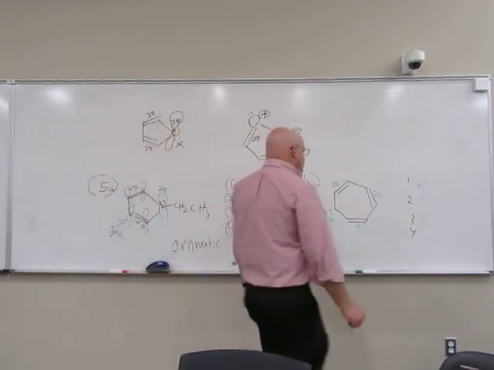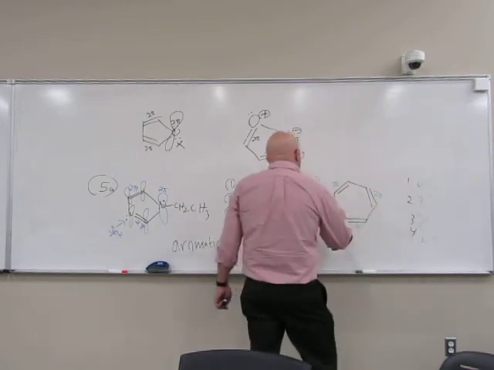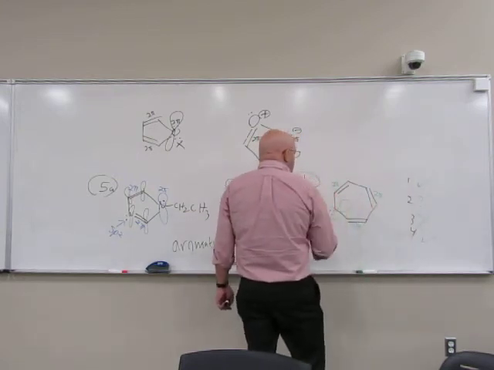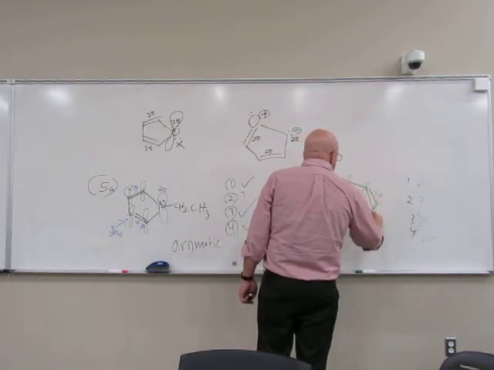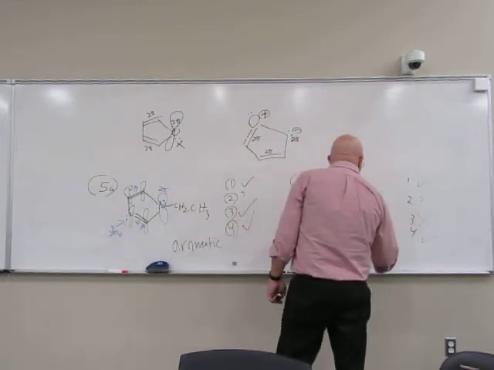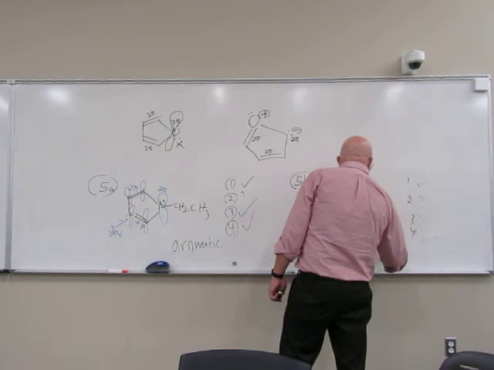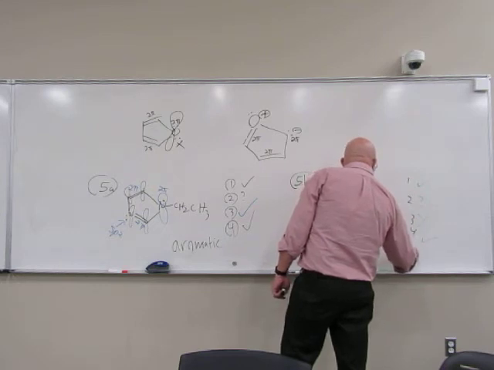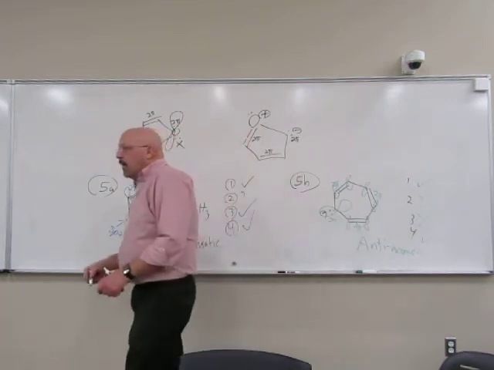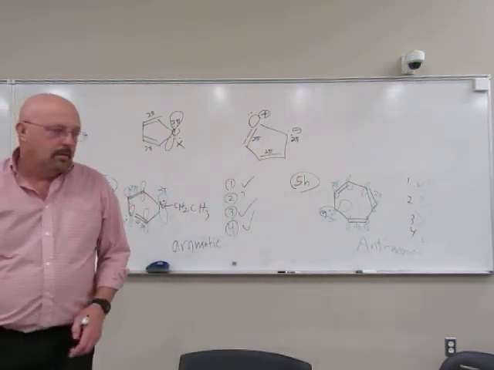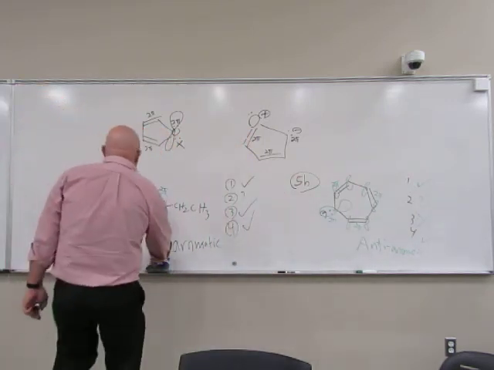Rule 4, must have p orbitals in every atom of the ring. We do. The anion, that's going to be a p orbital, and you got p orbitals for all the double bonds. This is considered to be anti-aromatic. Rule 1 and 4 is met. That makes it anti-aromatic. Questions?